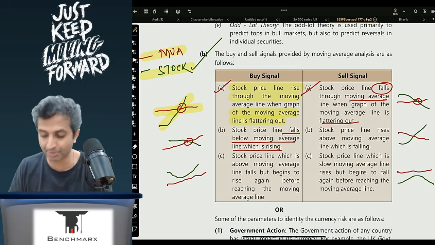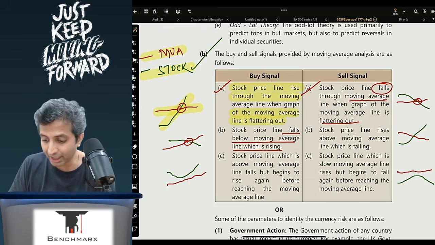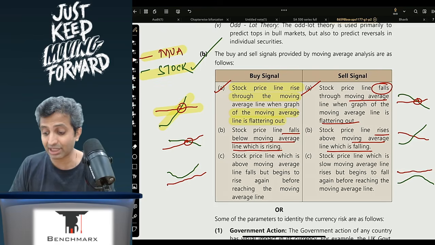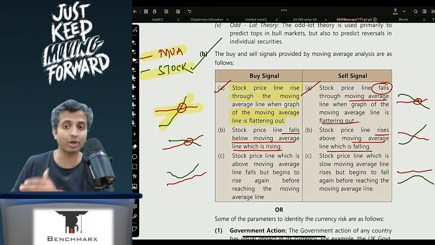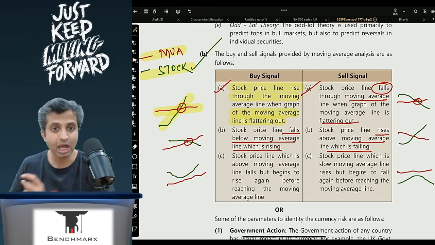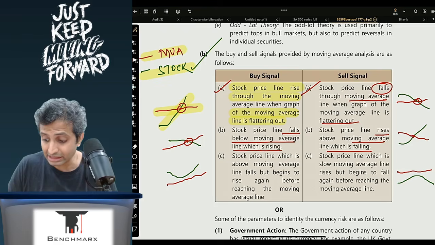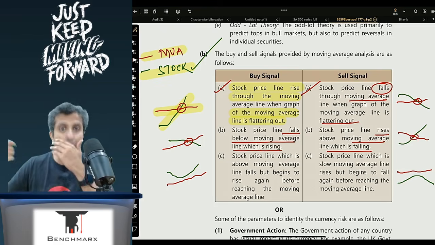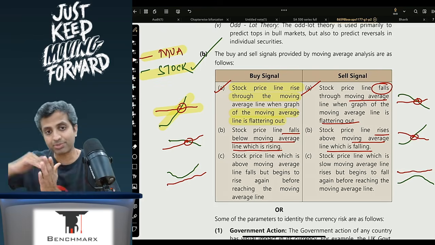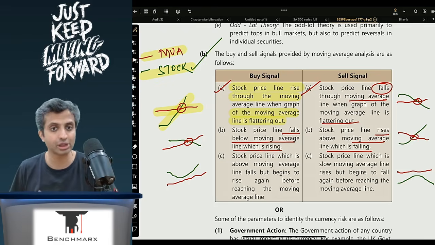The exact opposite happens over here. That is when the stock price line is rising through the moving average line which is falling. So if the moving average line is falling, the trend is generally bearish. But at that point, if the stock price is rising above it, then it's a good opportunity to book your profits and sell it, because the price is actually going up in a bearish trend.